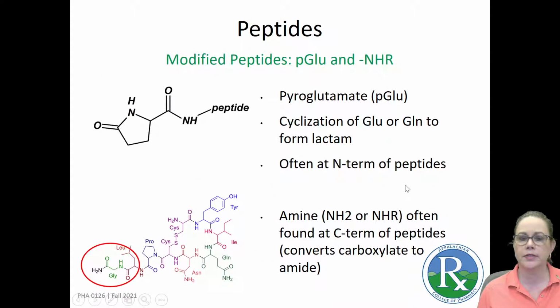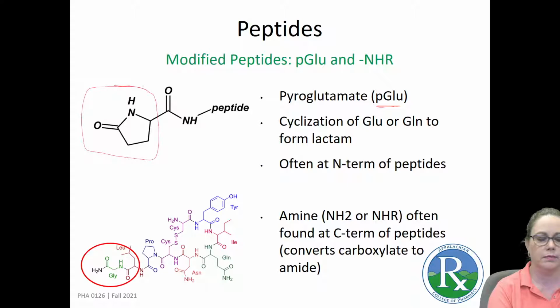We will look at some modifications that can occur at the N terminus and C terminus, which complicate the identification. The main N-terminal modification we've looked at is this pyroglutamate residue, which is just a cyclized form of either glutamate or glutamine. So you can see that shown there. Looks a little bit similar to proline, but you can see it's an amide within the cyclic structure.